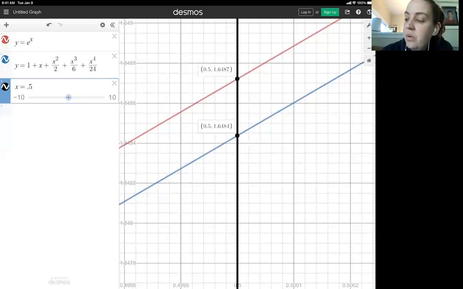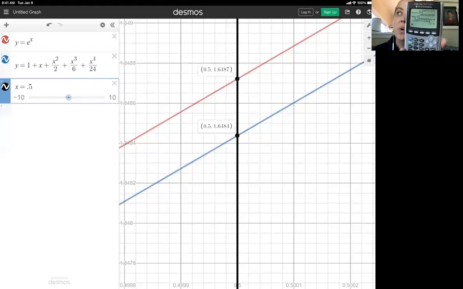And on the red one, which was the actual function, it's 1.6487. So if I subtract those two things, 1.6487 minus 1.6484, 3 times 10 to the negative fourth. So that's how close they are. That's how close the error is.